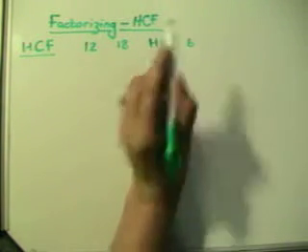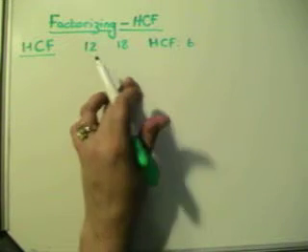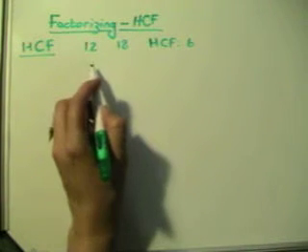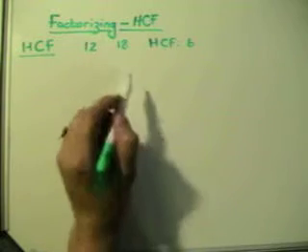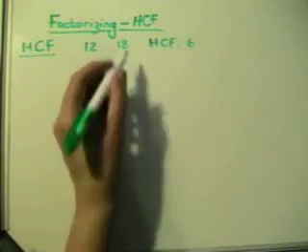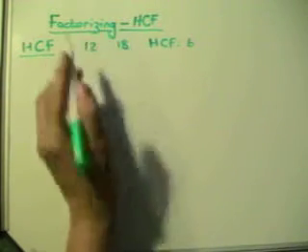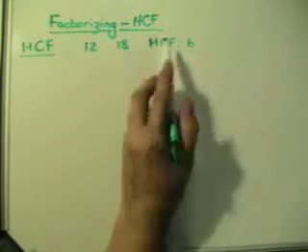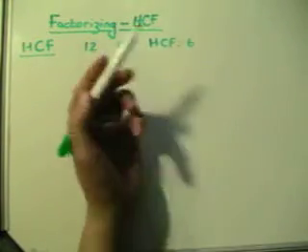That would be 6. 2 goes into 12 and 18, 3 goes into 12 and 18, but the biggest number that goes into both 12 and 18 is 6, and this is called my highest common factor.